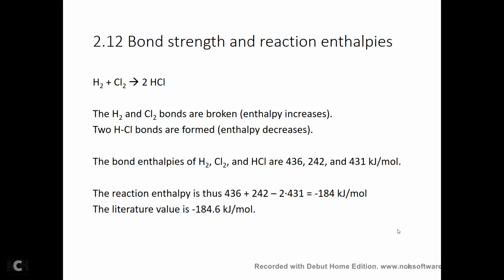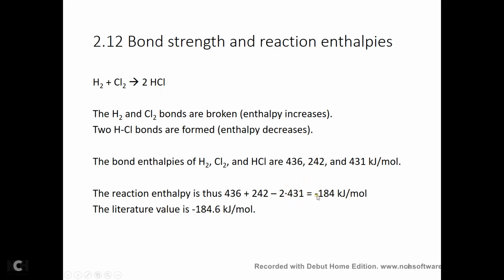For example, the bond enthalpies of hydrogen, chlorine, and HCl are 436, 242, and 431 kilojoules per mole. It takes this much energy to break the hydrogen bond, this much energy to break the chlorine bond. So energy must flow into the system. Then in the formation of the two HCl bonds, energy is released. How much? 2 times 431.